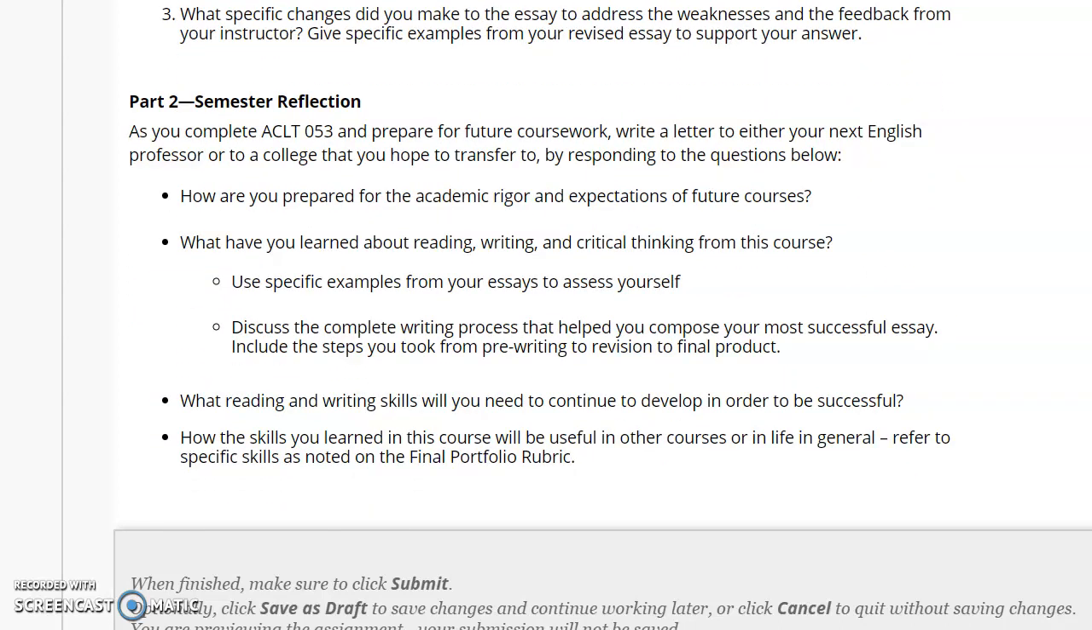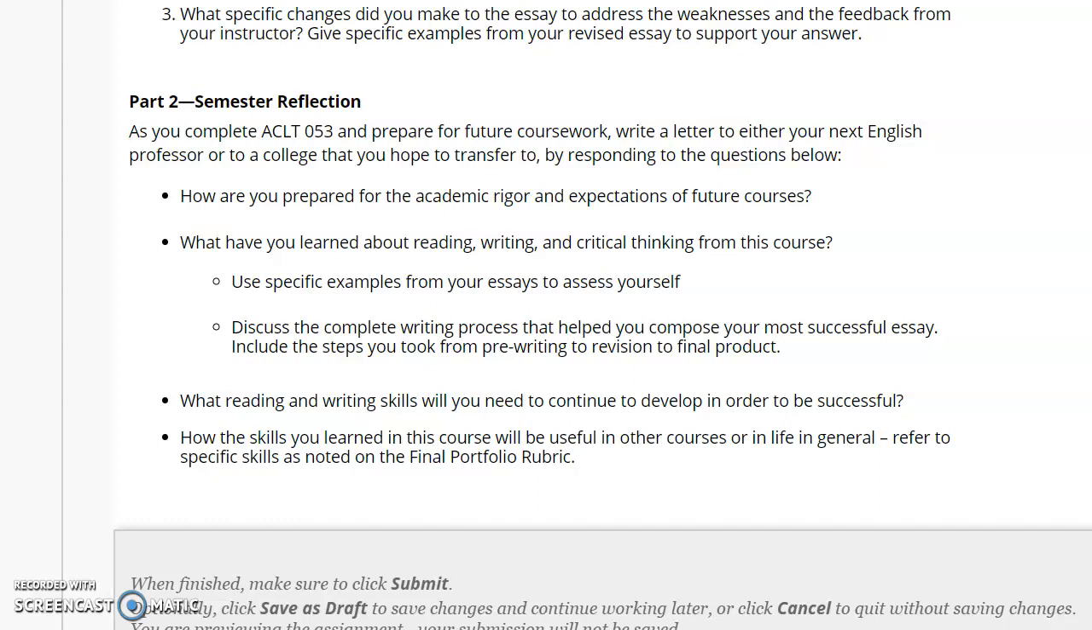So after completing those 3 paragraphs for each of the 3 revised essays, I would like you to give me a writing that's a semester reflection as you reflect on your entire semester in ACLT 053. Write a letter to your next English professor or to another professor you'll have when you take a course next semester. Answer the following. How are you prepared for the academic rigor and expectations of future courses?